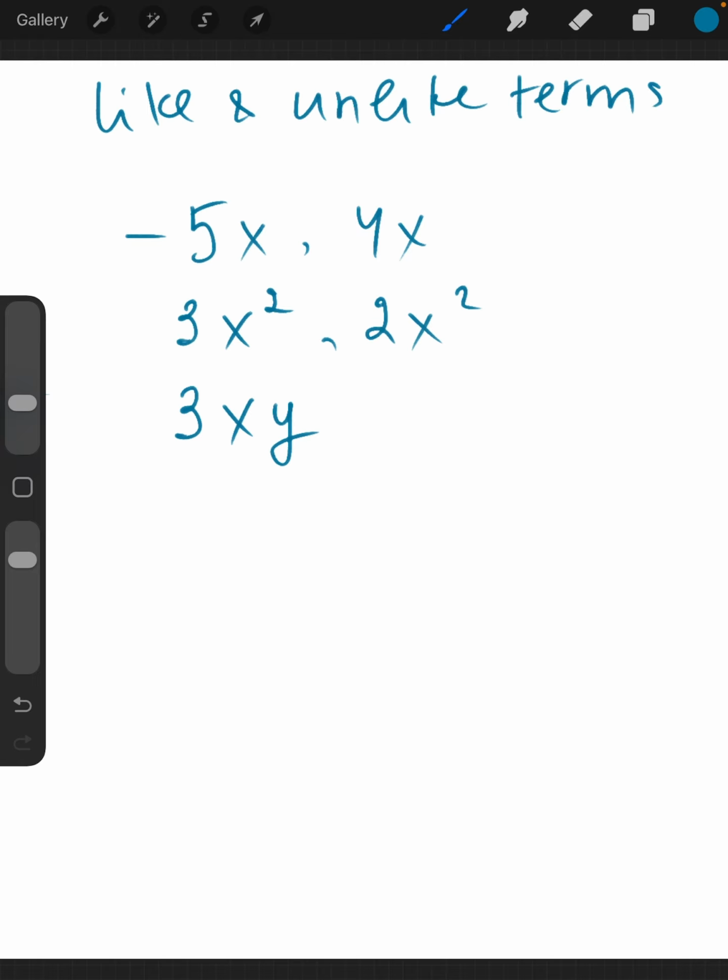All right, we've got 7y in a team of its own, 3y, and then we've got 6xy, negative 6xy.